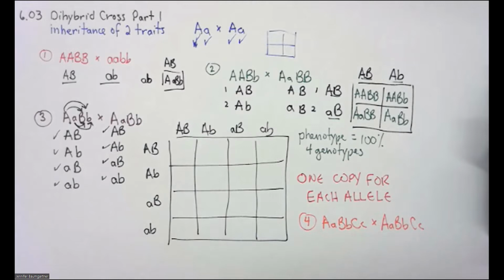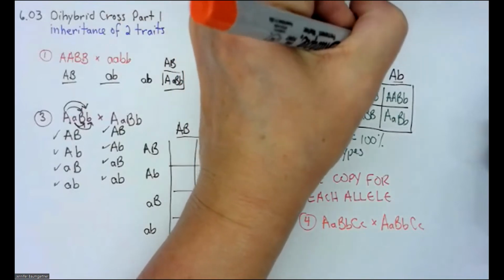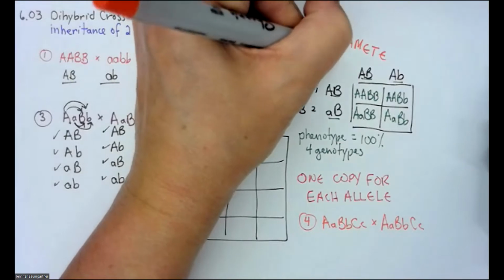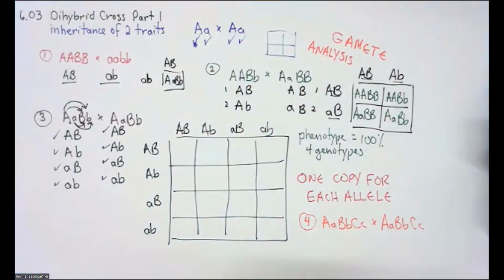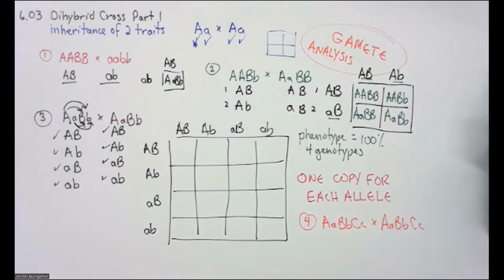Before you do a dihybrid cross, you have to do, and this whole time what we've been doing is called, gamete analysis. So you have to analyze what gametes mom can give and dad can give, and then we write those gametes along the edges of our Punnett square. Okay, so join me in part 2 where we're going to look at some examples of how to do this.